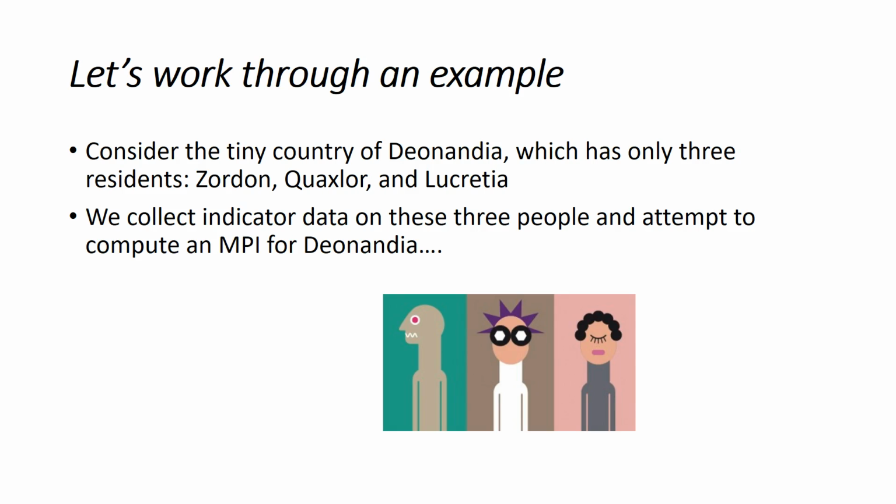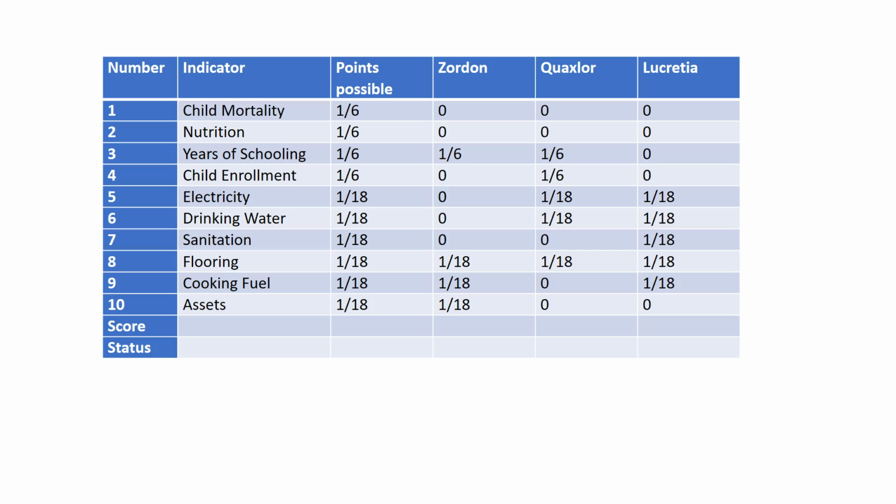So let's consider a fake country, this country of Dionandia, led by the handsome and intelligent Professor Dionandian. And Dionandia only has 3 residents. They have the quixotic names of Zordon, Quaxlor, and Lucretia. And there's Zordon, Quaxlor, and Lucretia at the bottom there. Intelligent, attractive young citizens of Dionandia. And we're going to collect indicator data on these 3 people, and we're going to attempt to compute the multidimensional poverty index for the nation of Dionandia based on these data. Let's begin, shall we?